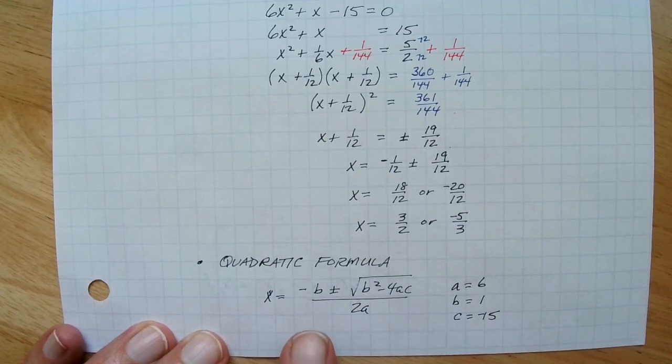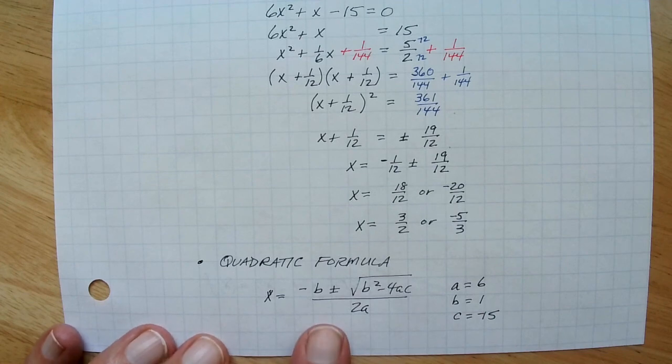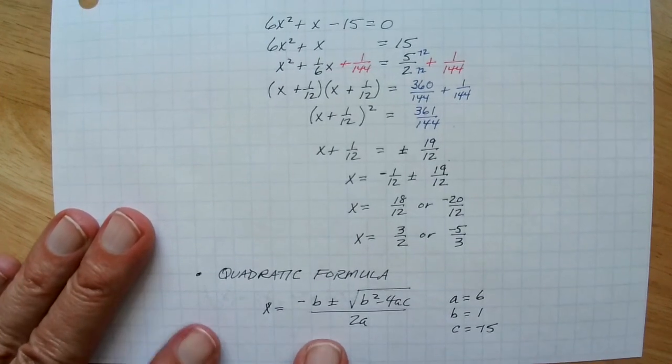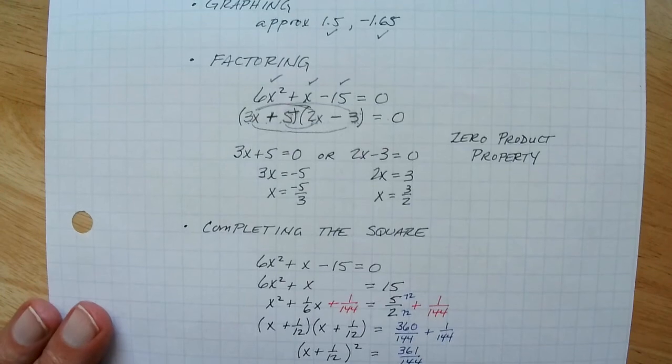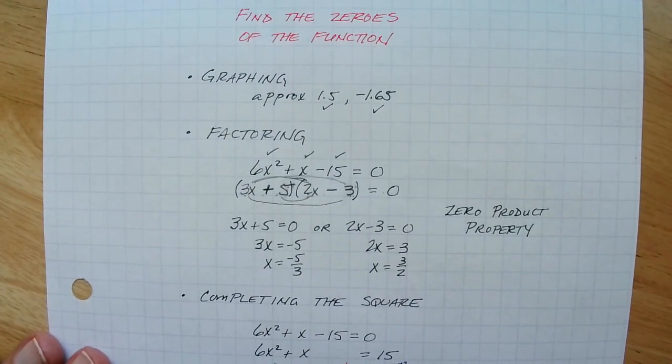And students usually have pretty good experience with this, so I won't put this on the video, plus I've run out of paper. So anyhow, there are 1, 2, 3, 4 ways to find the zeros of a function.